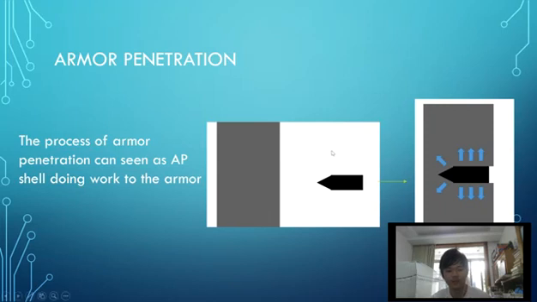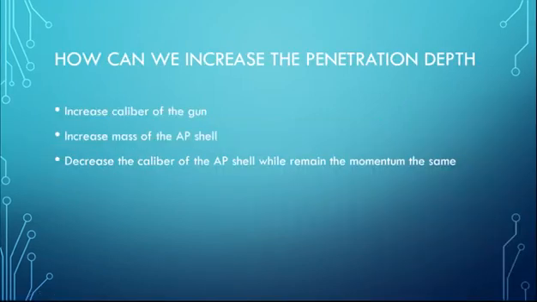of penetration. Now I am going to talk about three ways that I found that we can increase the penetration depth. The first one is to increase the caliber of the gun. By increasing the caliber of the gun, people can use a larger propellant that can create bigger pressure on the shell. Then the second one is to increase the mass of the AP shell. The third one is to decrease the caliber of the AP shell while keeping the momentum the same.